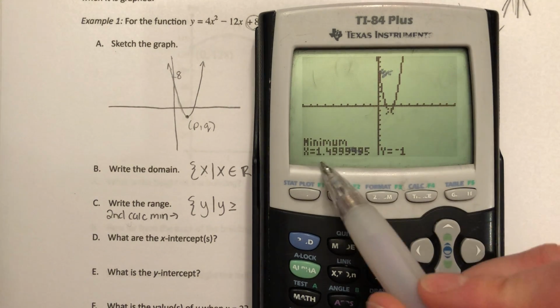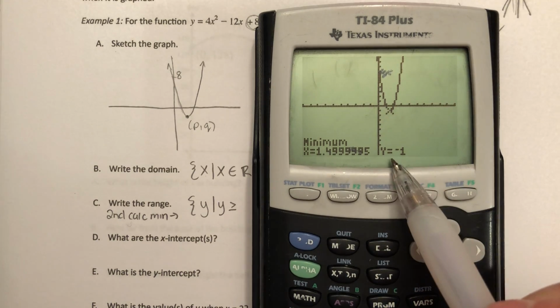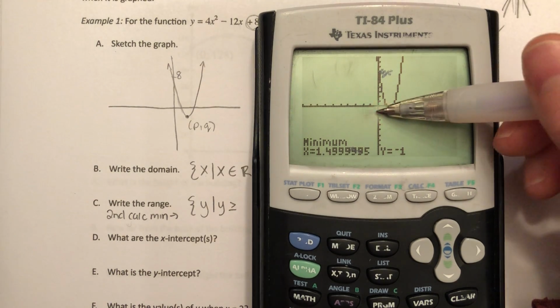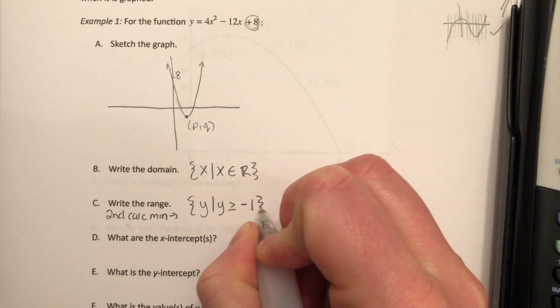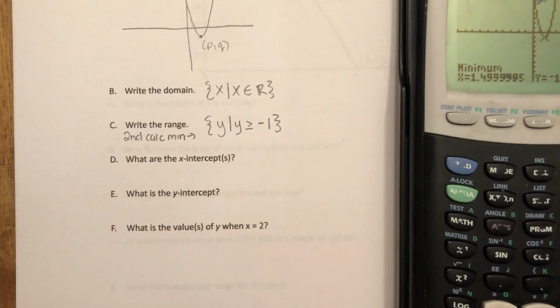So my minimum happens when x is 1.5, because it would round, and y is -1. So the lowest point this graph gets to is -1. That means that y is greater than or equal to -1. Okay, what are the x-intercepts?